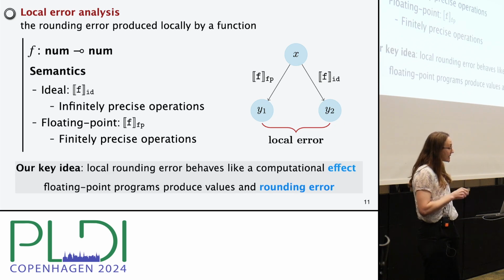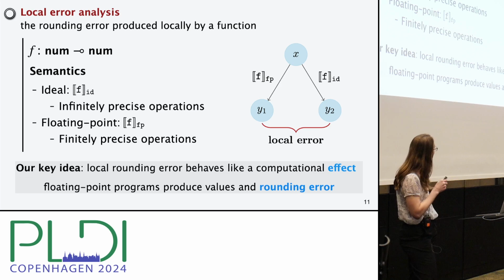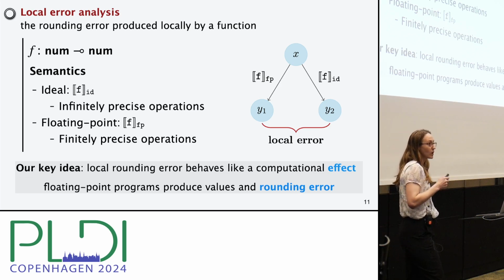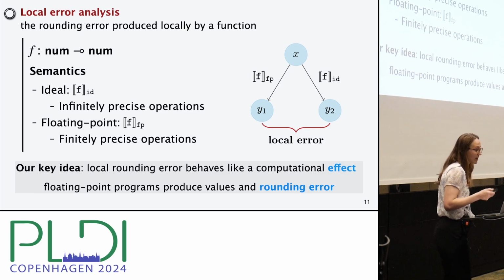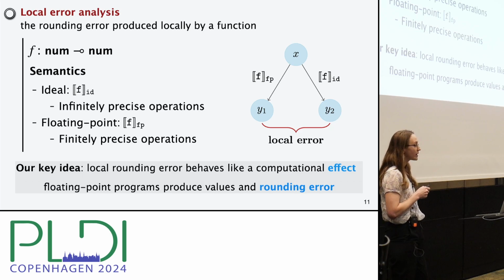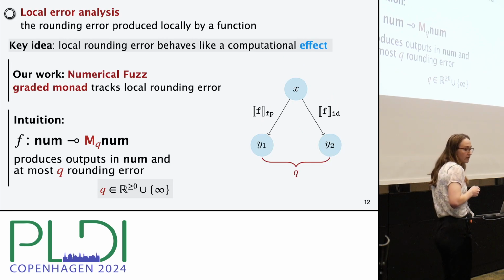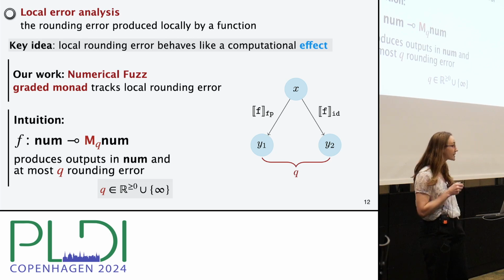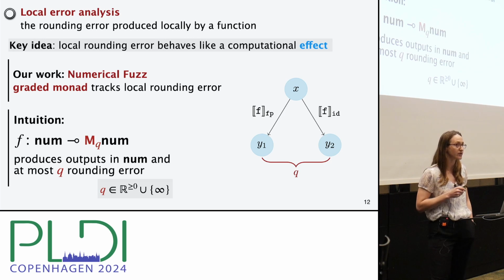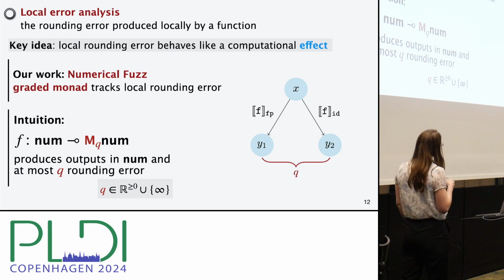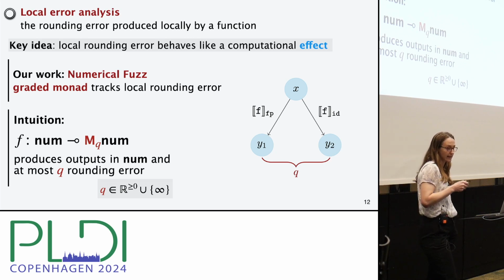So our key idea in numerical fuzz was that local rounding error behaves like a computational effect. If we think of effects as what programs produce during evaluation other than values, then floating point programs produce values and rounding error. In our work on numerical fuzz, we used a graded monad to track local rounding error. The semantics of the graded monad was a novel contribution of our work, but I'm going to leave the details of that to our paper, and instead introduce here an intuition behind the syntax.